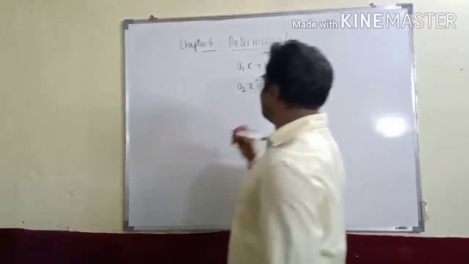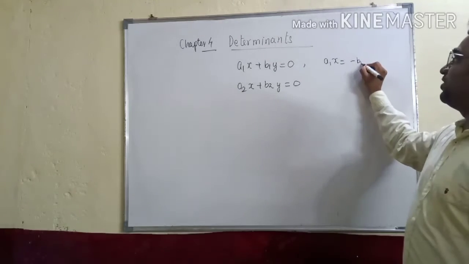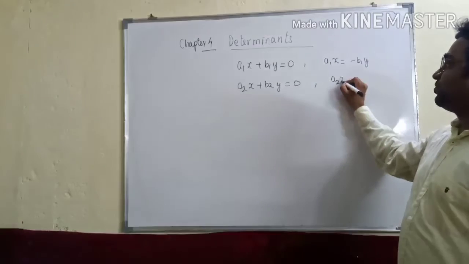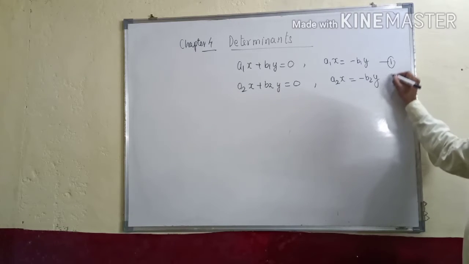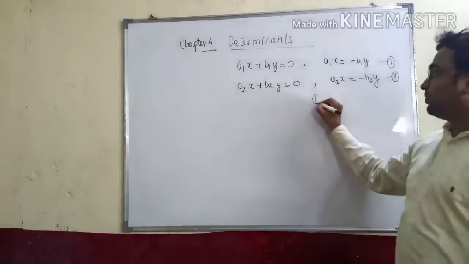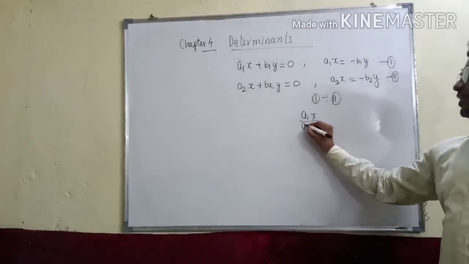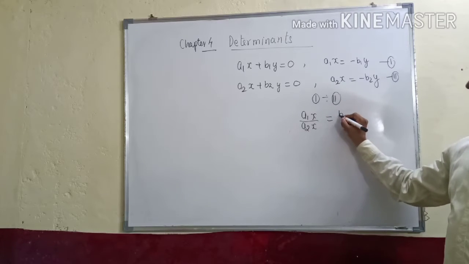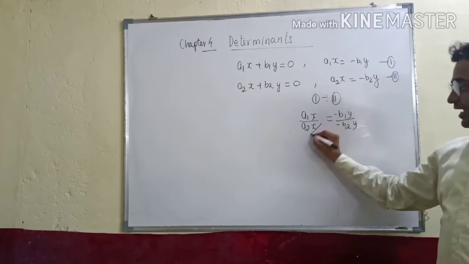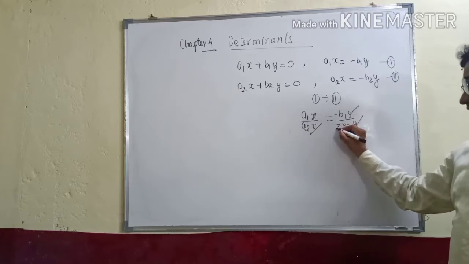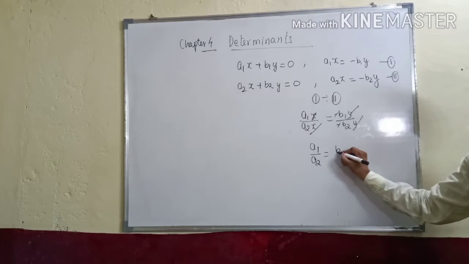Here we will transfer the value: a1x will be equal to minus b1y. Here a2x will be equal to minus b2y. Here we will divide these two equations, 1 by 2. So this will become a1x upon a2x equals minus b1y upon minus b2y. Here the x variable cancels, the y variable cancels, and the signs cancel each other. So a1 by a2 will equal b1 by b2.